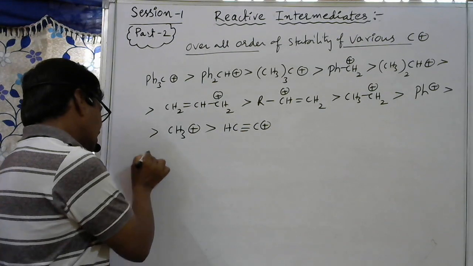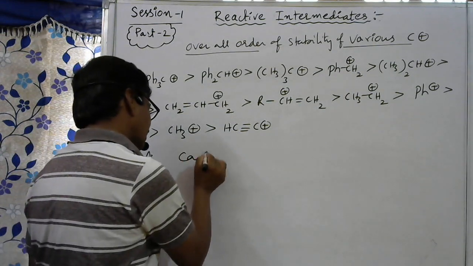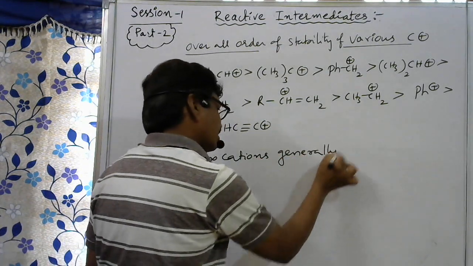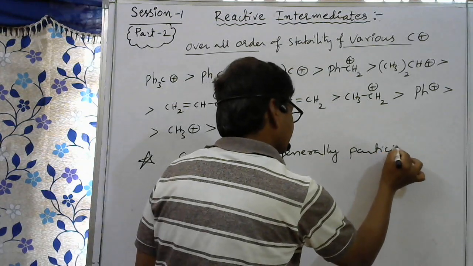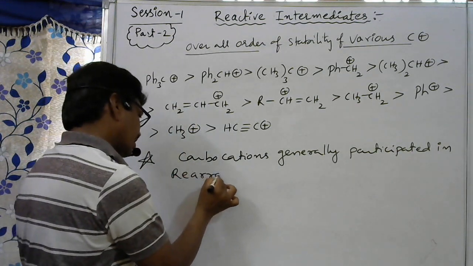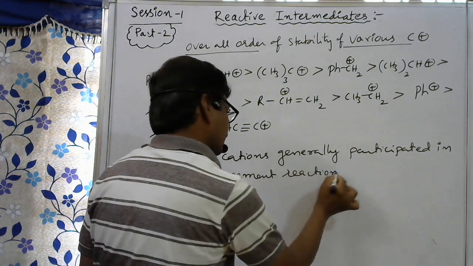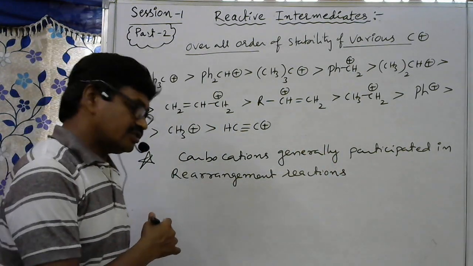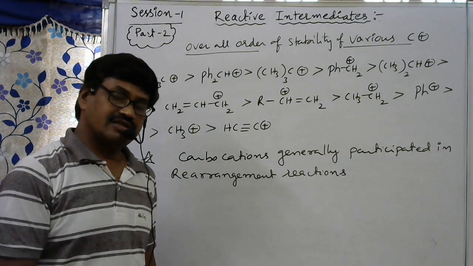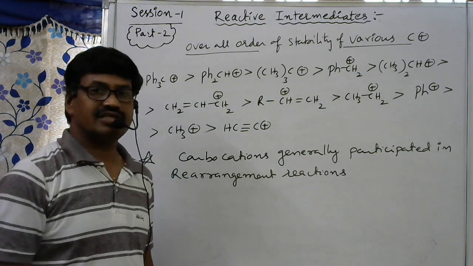One more very important thing here is that carbocations generally participate in rearrangement reactions. This is important. For example, due to some reason, it may form a primary carbocation. But after shifting a hydrogen, or after shifting a methyl group, if it gets a more stable carbocation than that, then a rearrangement takes place.